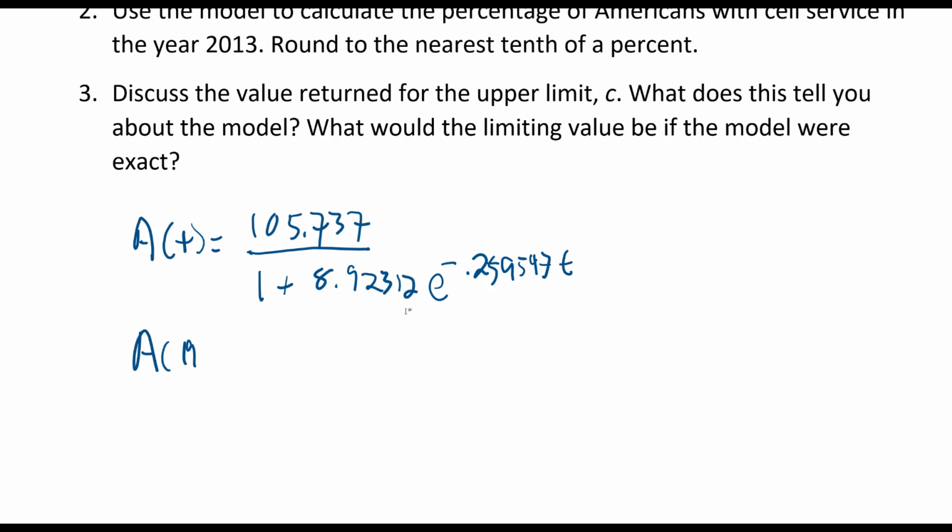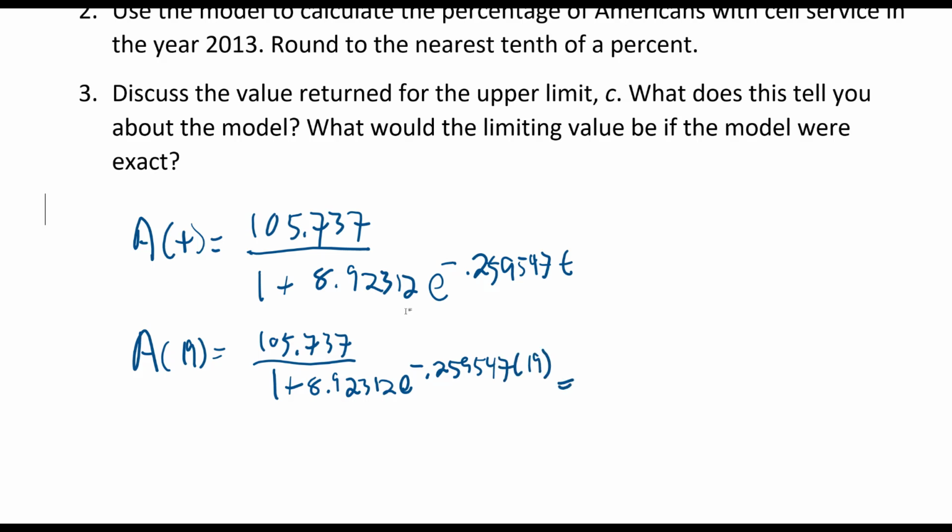So a of 19 is 105.737 over 1 plus 8.92312 e to the negative 0.259547 times 19. And that's going to be, let me get the calculator out. I'm going to get 99.34%. Okay. And if you were to look at the book data, theirs was a little different, but they started at 0 instead of 1, so it could have thrown those numbers off a little bit.